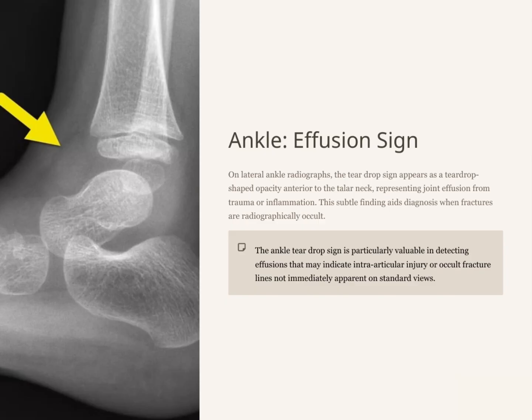This teardrop sign is particularly valuable because it helps us detect effusions that might point to intra-articular injuries or even occult fractures, those hidden fractures that don't show up on initial images. So, in the context of ankle injuries, keeping an eye out for this sign can provide critical insights, guiding us toward more accurate assessments and better patient management. This is a perfect example of how subtle radiographic clues can significantly influence our diagnostic process.